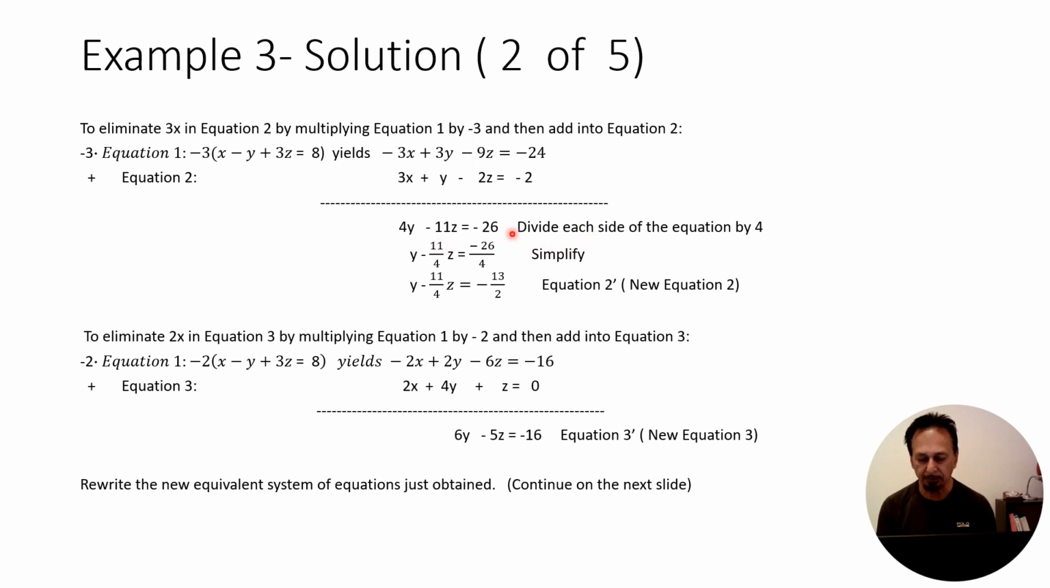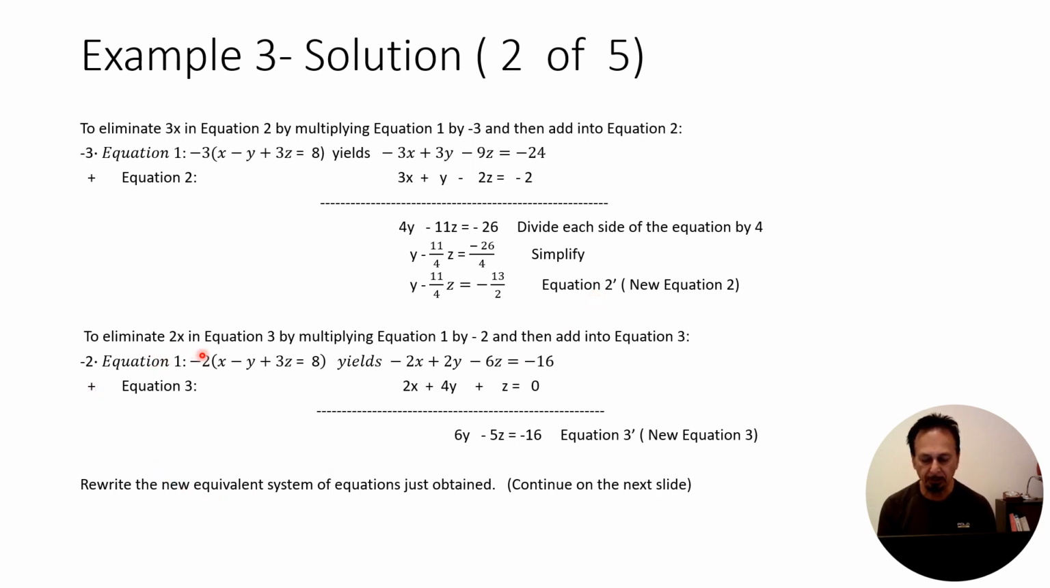So let's solve this for y. Divide both sides of the equation by 4. So 4y divided by 4 is equal to y, and then minus 11z over 4, and then minus 26 over 4. So minus 26 over 4 becomes minus 13 over 2. So we have y minus 11 over 4z equal to minus 13 over 2. So we can call this equation 2 prime, another new equation 2.